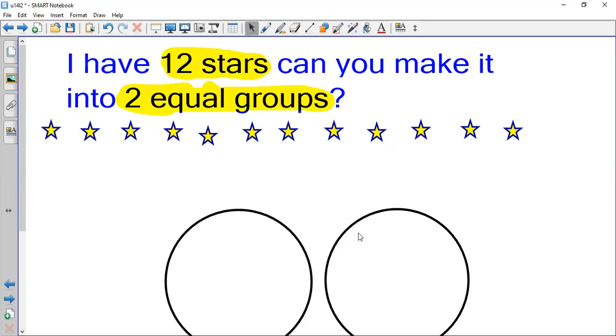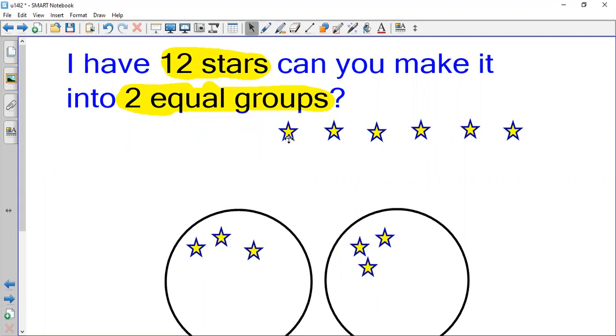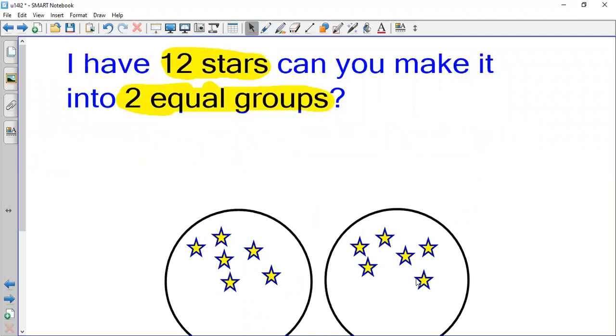I have two groups here. I will start by putting a star in this group, and at the same time I should put another star in the other group, so the two groups are equal all the time. One here and one here, one here and one here, and so on, until the last one is here.